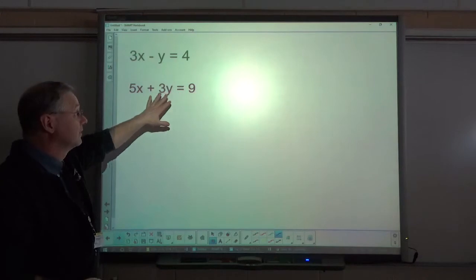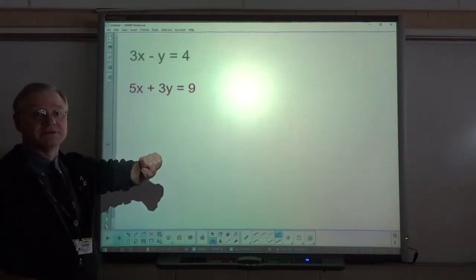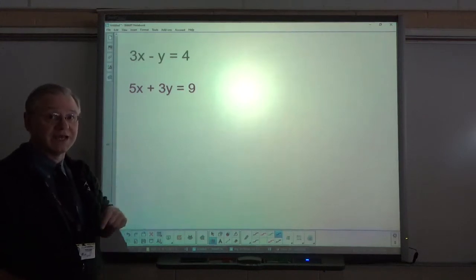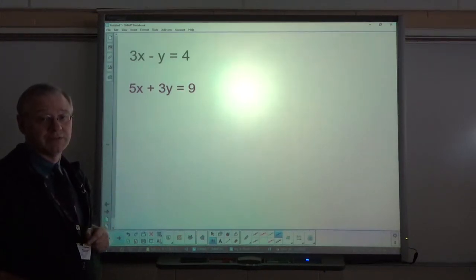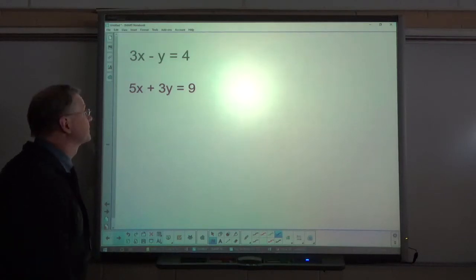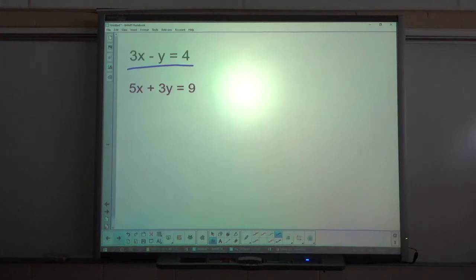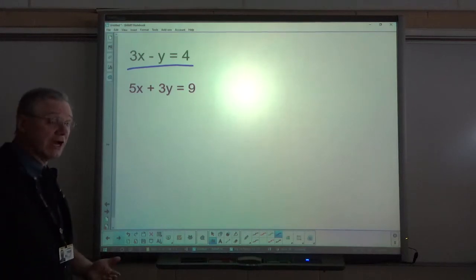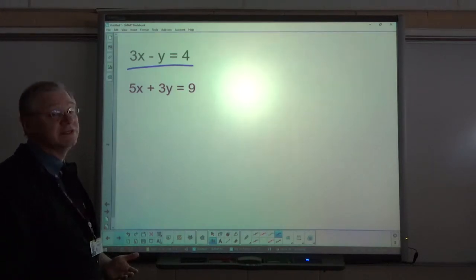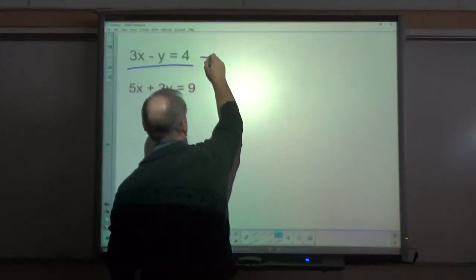Pick the equation where one of the variables has either a 1 or a negative 1 coefficient, and then get that variable by itself. In this case, that's this equation, so I'm going to get that equation with y by itself. I can use other options, but truly that will be the easiest one. So I'll do that over here.